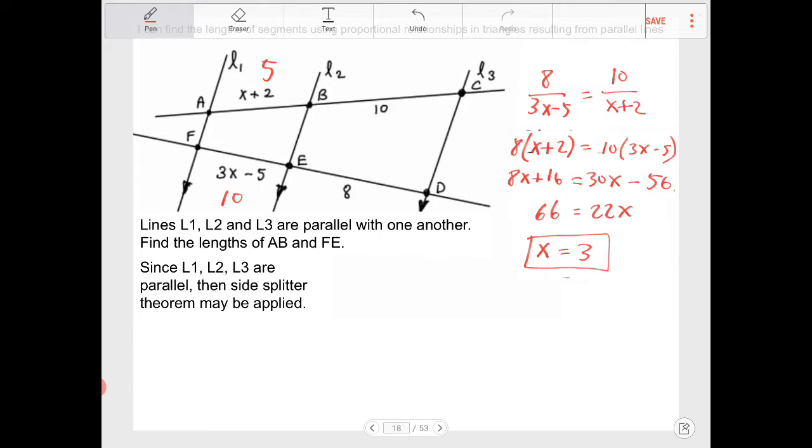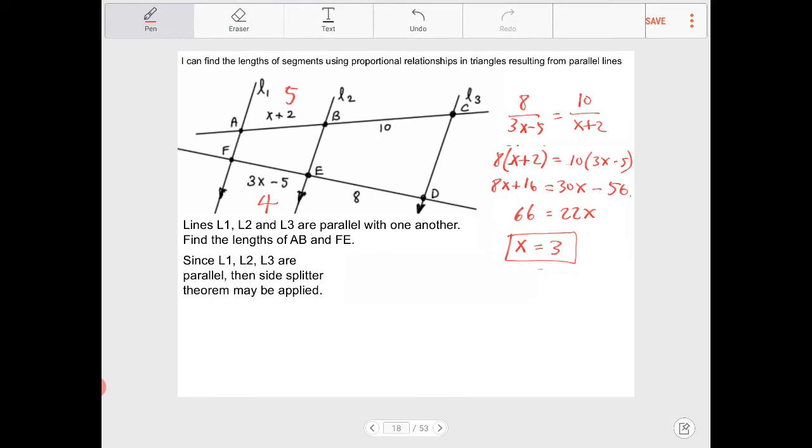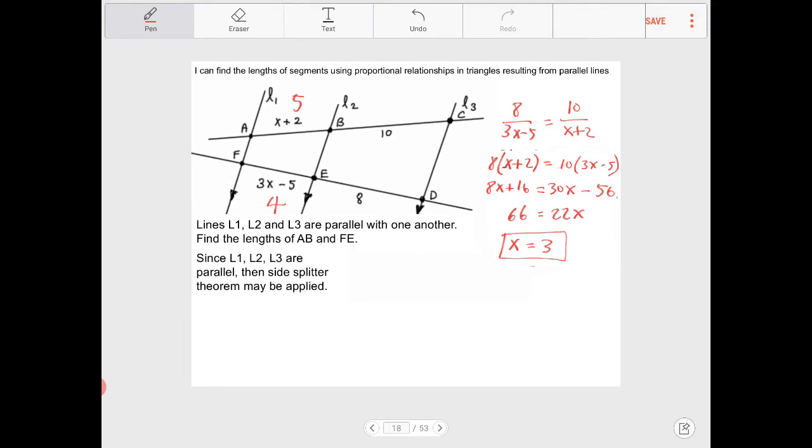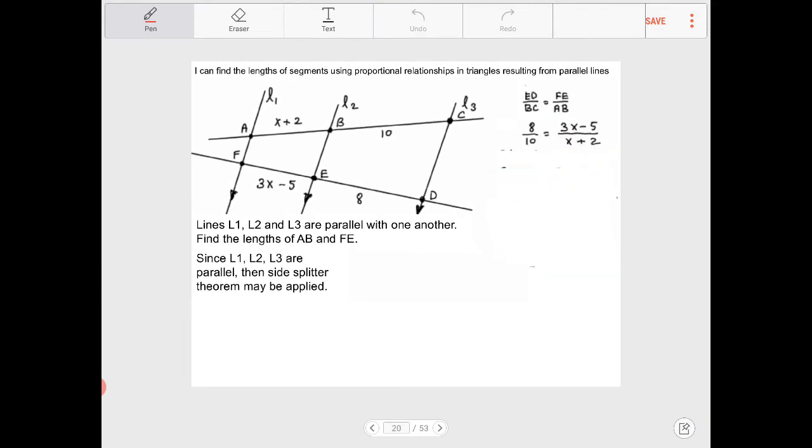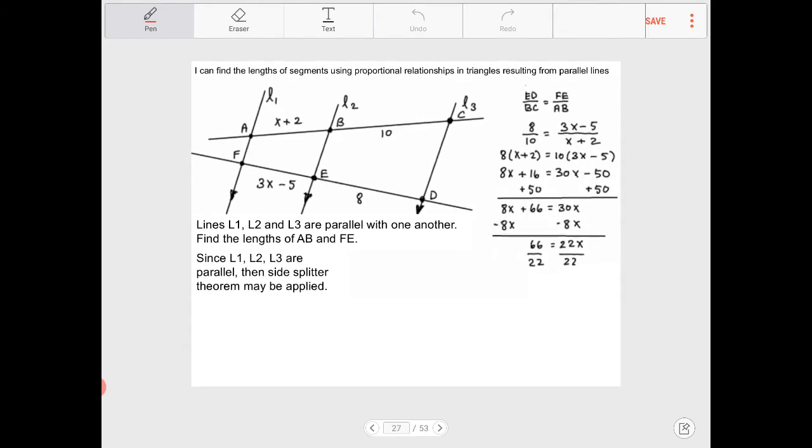Okay? I'm sorry, not 10. What am I saying? It is going to be 4. 3 times 3 minus 5. Can't do mental math. And of course, we end up in the same place if we were to approach it a little differently.